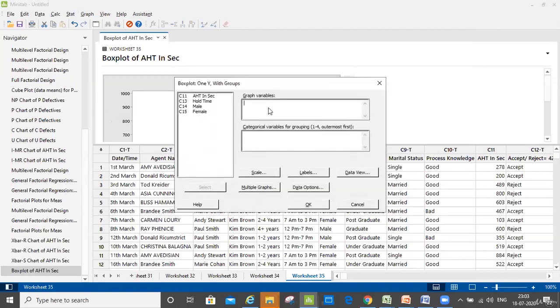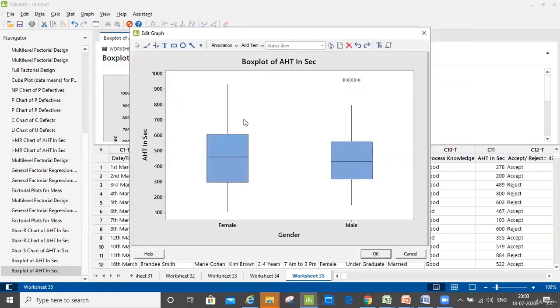So in graph variables, put AHT. In categorical, you want to look for gender wise. Let's say we look for gender. So I mention gender here. I click on OK. Now yeah, I would see two box plots. One is for female and another is for male.